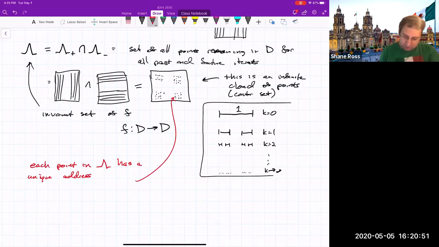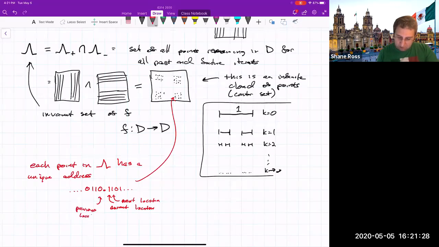So like a point might have the address 0, 1, 1, 0. Then we'll just use a point here, 1, 1, 0, 1. And what this labels is where it currently is just to the right of the decimal. So this is the current location. And then the next is the next location right before the decimal. This is the previous location. Basically, we have a list of the whereabouts.